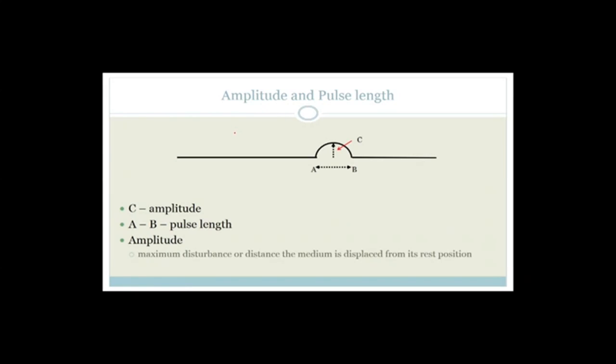So let's just talk about definitions. An amplitude is the maximum disturbance, or distance the medium is displaced from its rest position. Its rest position is where it would be if we didn't put a pulse through it. The pulse length is obviously from A to B. It's the distance from the beginning to the end of the pulse. And please note this line here where there is zero disturbance. This is called the line of zero disturbance. That is, if we didn't have a pulse going through it and it was just flat, that would be the line of zero disturbance. The amplitude, like I said, is the maximum disturbance or distance the medium is displaced from its rest position.